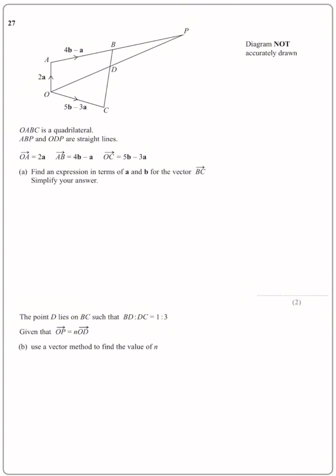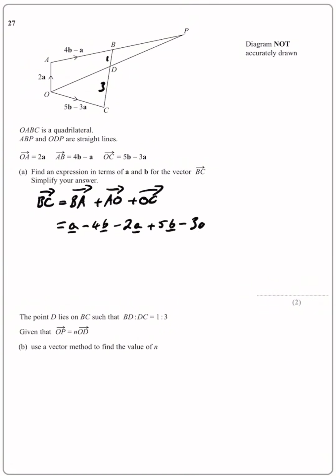Question 27 is the vectors question. In part b, it tells us that BD to DC is 1 to 3, but I'll ignore that for now. My path from B to C, I'm going to go from B to A, and then from A to O, and then from O to C. So BA is going to be the negative version of AB, so a subtract 4b. AO is subtract 2a, and OC is 5b minus 3a.